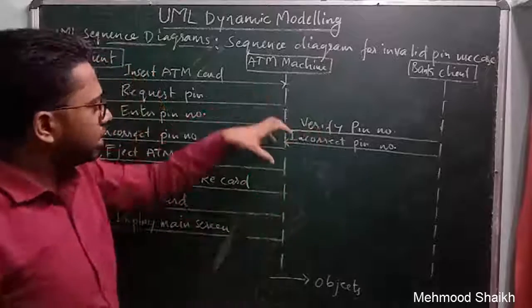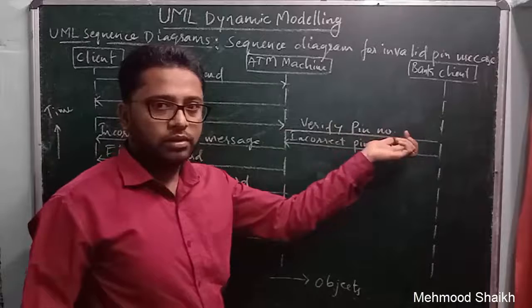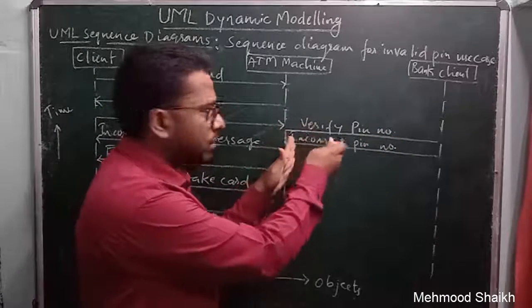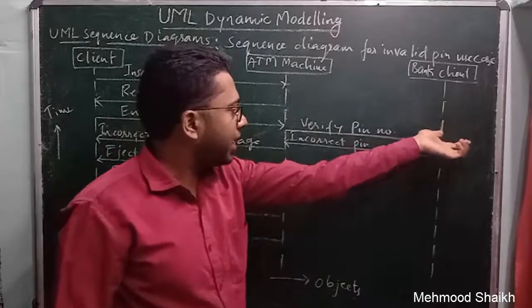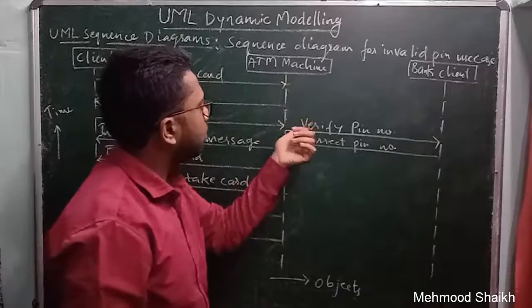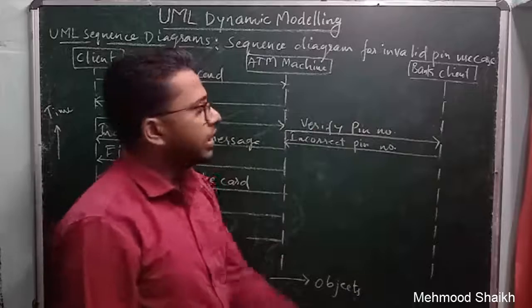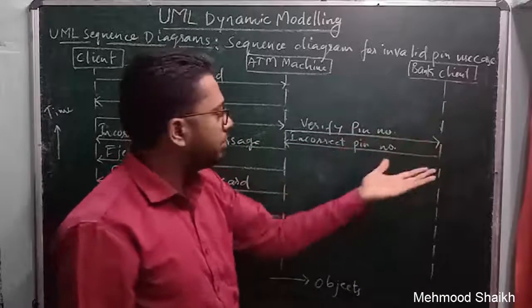Once the ATM machine receives the pin, it will verify the pin number. A request will be sent in the form of a message from the ATM machine to the bank server, or the bank client. This is what we are representing here, from ATM machine to bank client: verify pin number. Then the bank server will verify the pin.